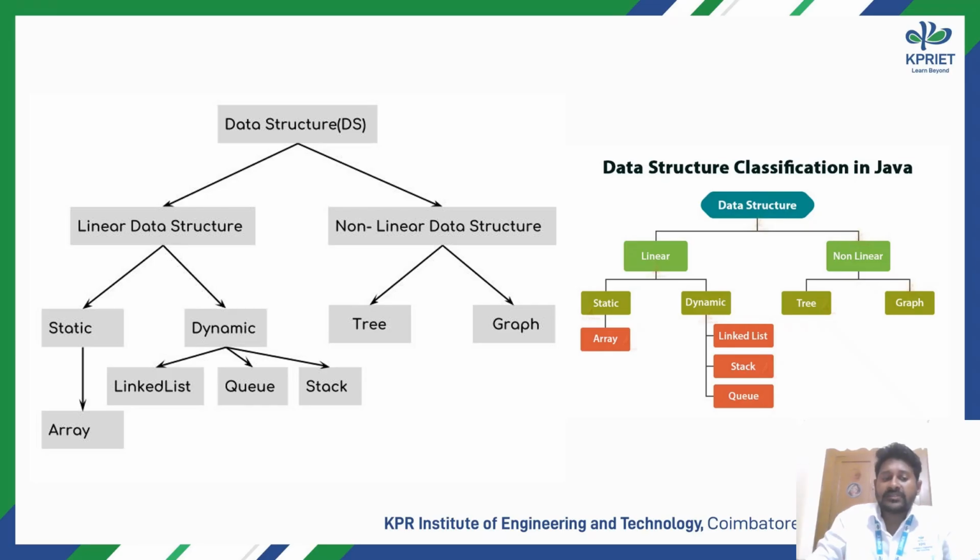In linear we have static, where array comes under static, and dynamic. Under dynamic, three types of data structures are present. One is linked lists, another one is queue, and another one is stack. Static and dynamic: if you get the difference, static does not change with time, while dynamic changes with time. And in case of non-linear we have tree, graph, and we have hash also.